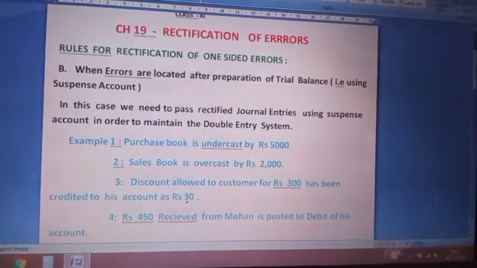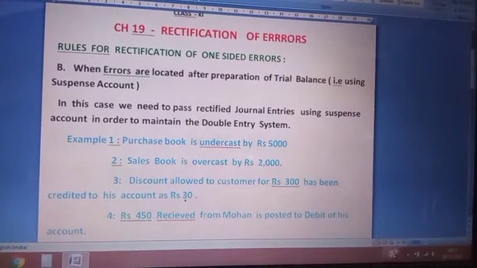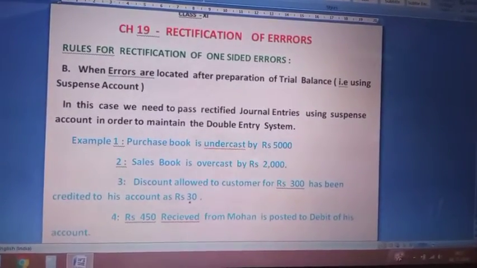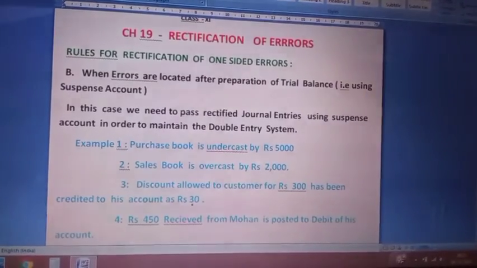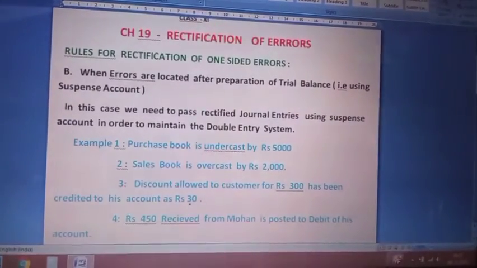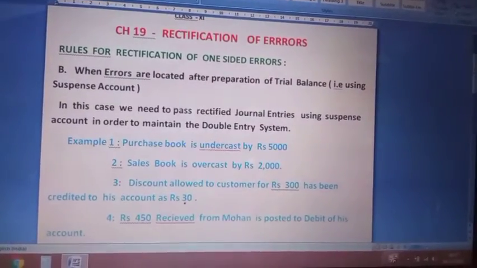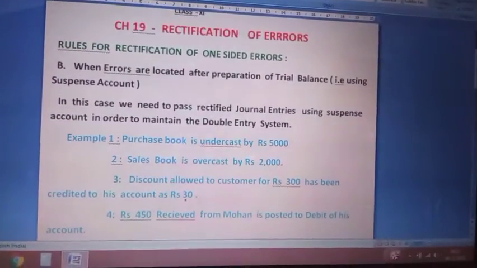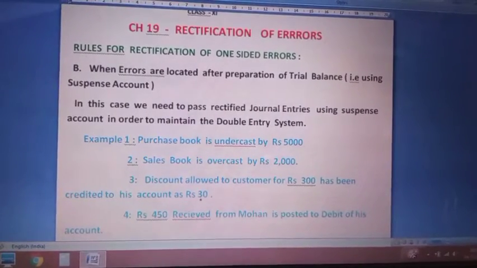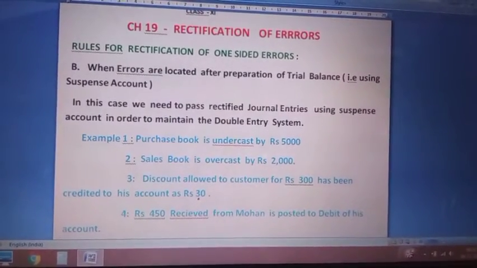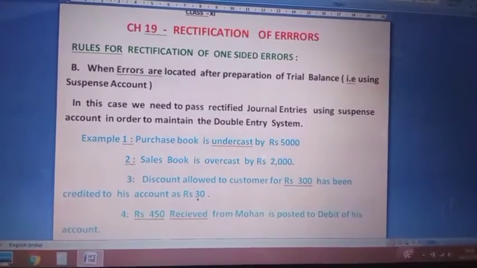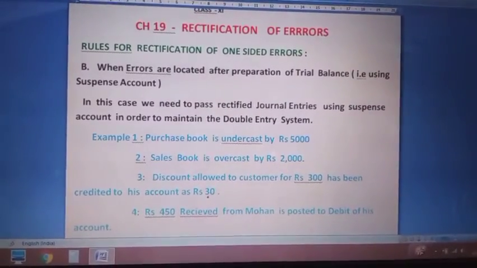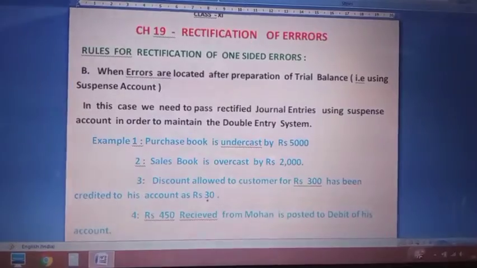So today our discussion is on this topic only, that is, how we can rectify those errors which we find after we have already prepared the trial balance. The method is that in the second case, that is, in the present case, we have to rectify this by passing journal entries. And since you know that journal entries require two accounts, that is the double entry system, we will be using suspense account in the rectifying entries. So let us get into the details of it.